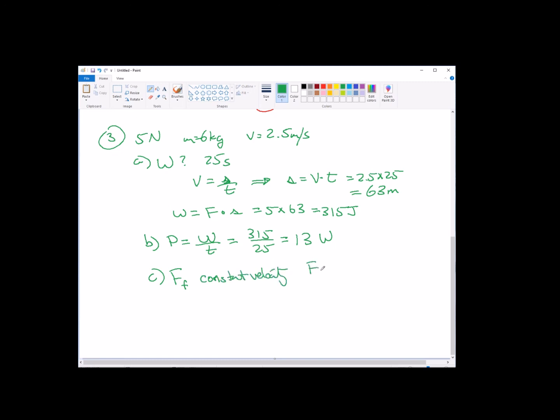Therefore, the friction force must equal the applied force F. So therefore, 5 newtons. Otherwise, it would speed up or slow down. All right?